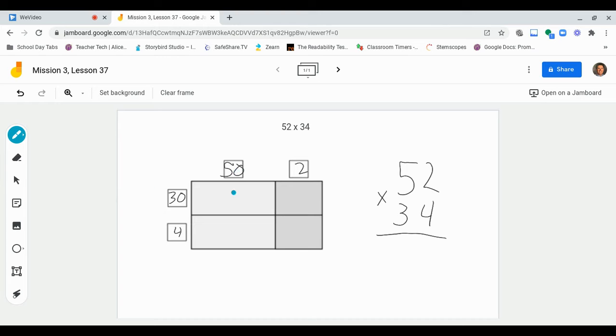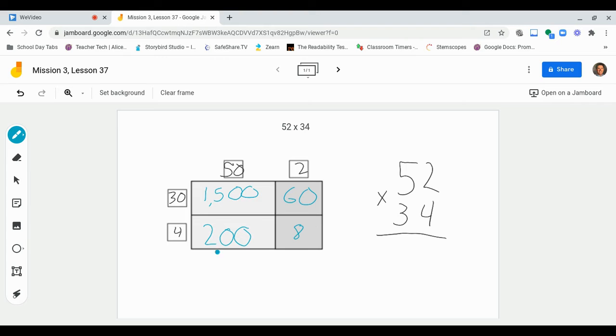In this box, I do 50 times 30. So 5 times 3 is 15, and then the 2 zeros, so 1,500. And then I do 2 times 30. Well, 3 times 2 is 6, plus the 0 at the end is 60. And then now I do 50 times 4. 5 times 4 is 20, and then with that extra 0 that I had originally taken off, 200. And now I do 2 times 4, which is 8.